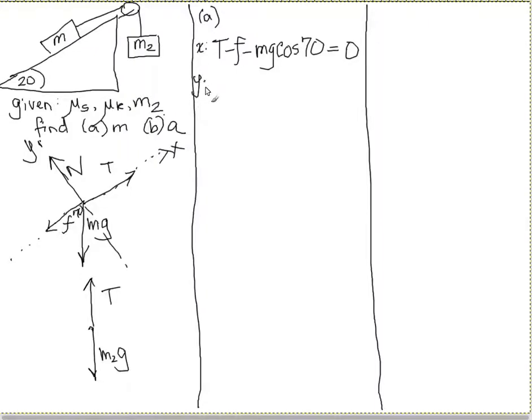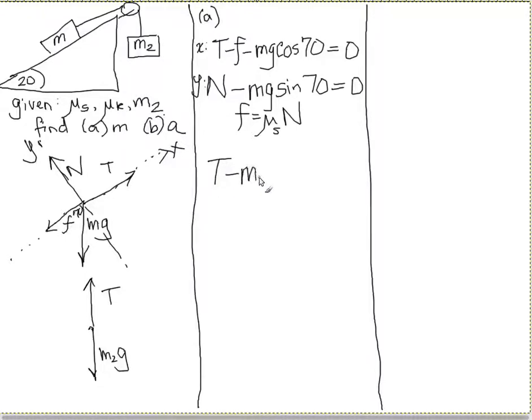The y equation is going to have the normal force pointing up, and then the y component of mg, which is minus, because it's going down, mg sine 70, because this is the y equation, and that's also going to be equal to 0. We have friction equals mu times the normal force. And in this case, it's mu sub s, because it's not yet moving. And we can say that it's equal because it's only just barely not moving. For the hanging mass, we have this right here. There's only one equation. Tension is up, m2g is down, and this is also going to be equal to 0 because it's not moving either.